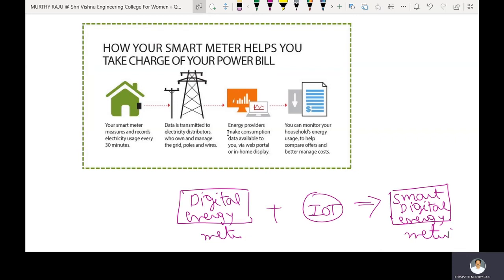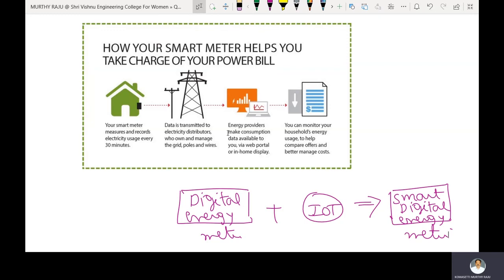The sensors are attached to the digital energy meter plus IoT connectivity. The sensors sense the power consumption using some network. That power consumption in units is sent to the utility stations. That is called data transmission by using electricity networks. That data reaches the utility company. The utility company maintains database servers, and based on the amounts and the consumption of units, creates the bill. That bill is sent to the owner. The house owner sees the day-to-day energy consumption.